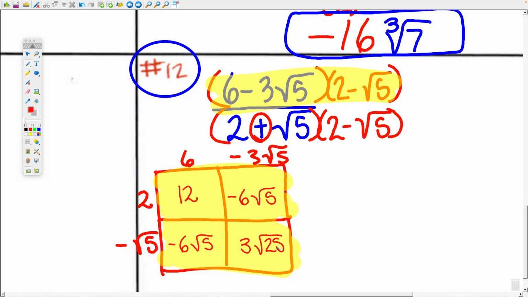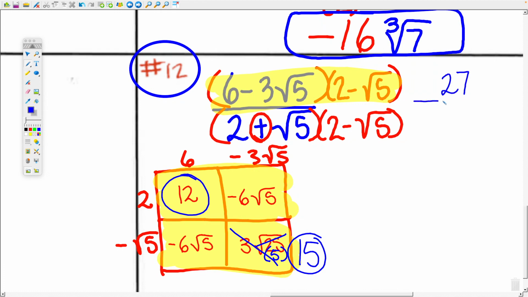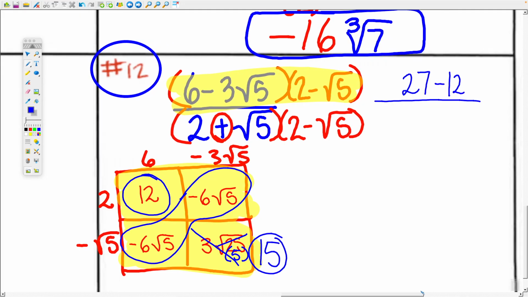So I'm going to simplify anything that can be simplified. You know the square root of 25 is 5. So 5 times 3 gives me 15. This box is 15. And 12 plus 15 is 27. So I have 27. I'm on the top right now, okay? And then these are like terms. -6 minus 6 is negative, not 1. -6 minus 6 is negative 12. Right. And then I'm going to leave the radical 5 touching.